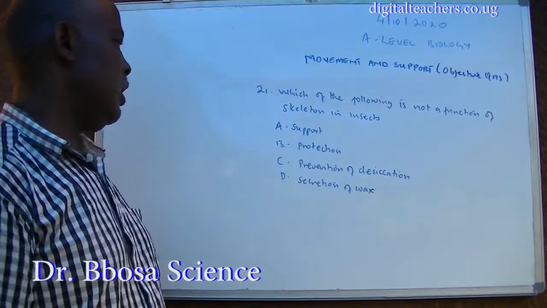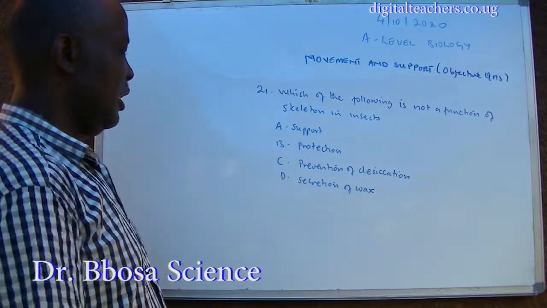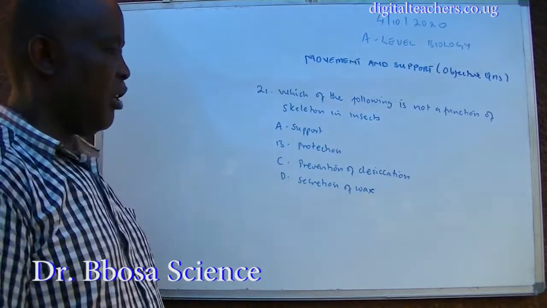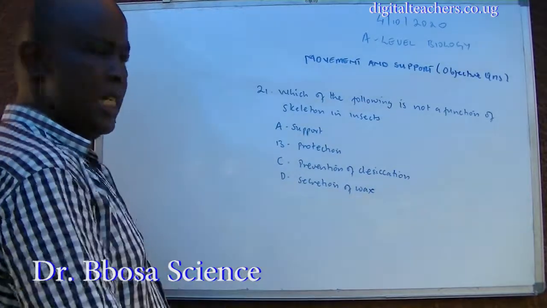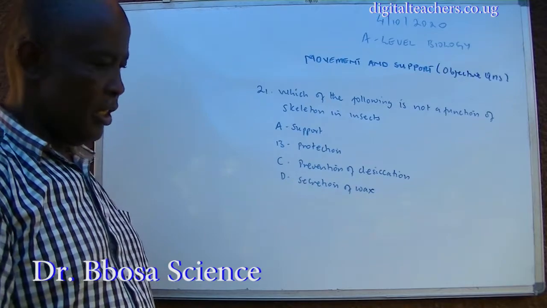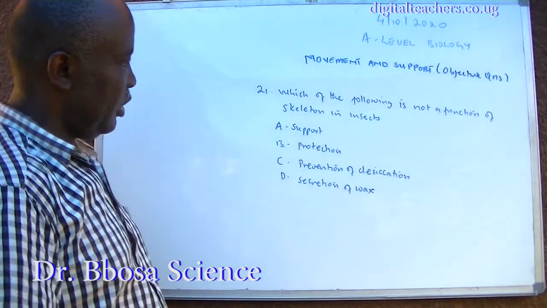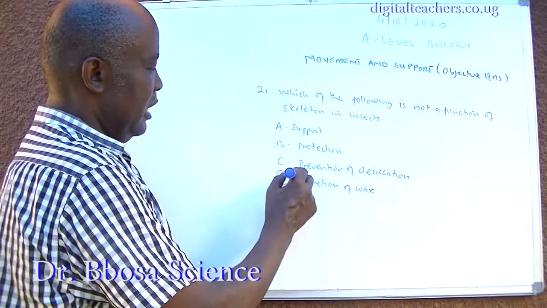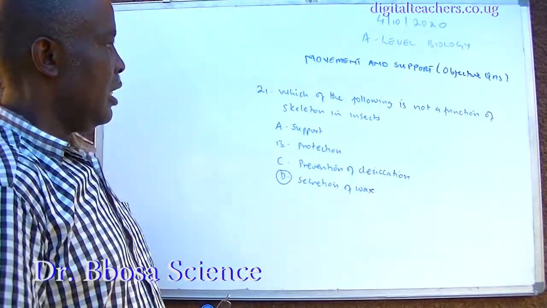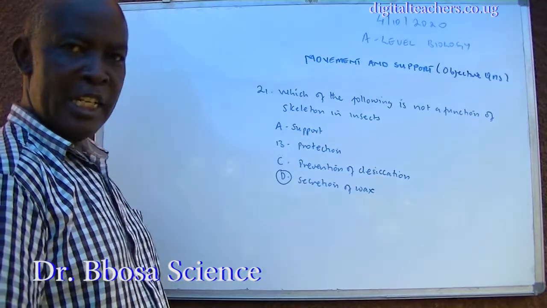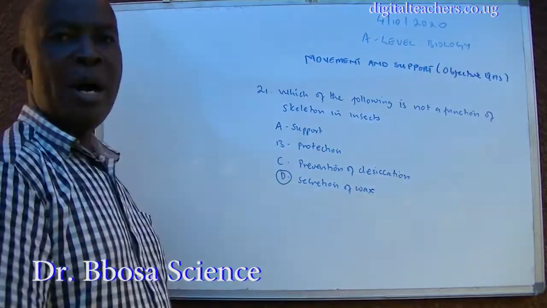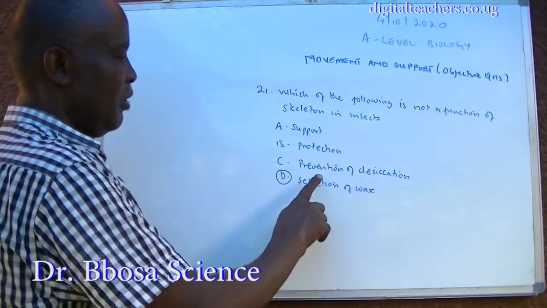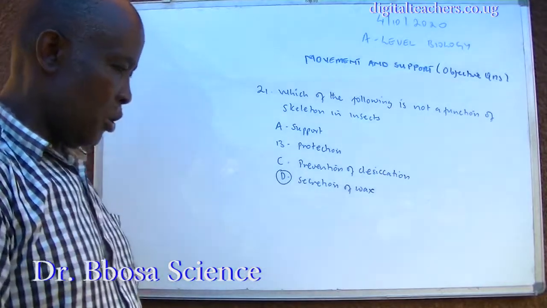21. Which of the following is not a function of skeleton in insects? A. Support. B. Protection. C. Prevention of desiccation. D. Circulation of wax. You can pause and answer. The answer is D. The skeleton of the insect does not secrete wax, but is covered with wax to prevent desiccation.